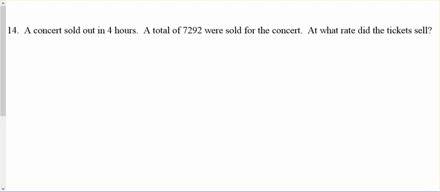14, a concert sold out in 4 hours. A total of $7,292 tickets were sold for the concert. At what rate did the tickets sell? So this is just 7292 over 4. So we're just simplifying here. So let's try to see if 4 goes into that whole thing. I know 2 will, because it's an even number and an even number. So let's see if 4 goes in.